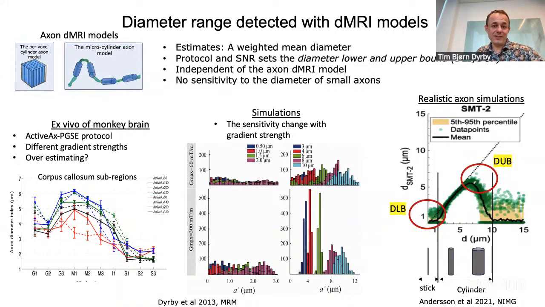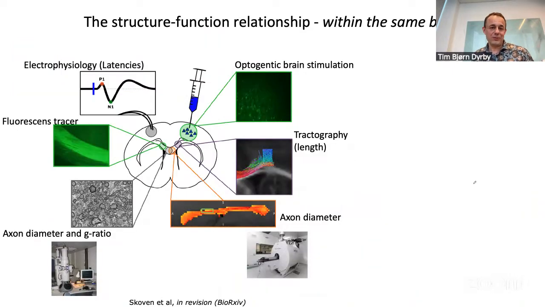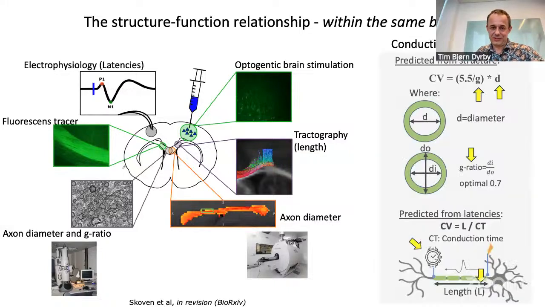Cool. So this was with diffusion MRI. Now we put it all together. In the same brain, we want to see how these metrics relate. We have the latencies measured with electrophysiology. We have optogenetics where we stimulate. We need to know the length, so we use tractography. We have different measures of axon diameters using electron microscopy, and we measure with diffusion MRI. And we can see the tracers here from injections with fluorescence tracers.